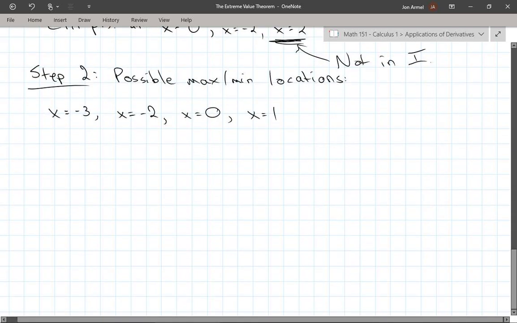so that's it. Those are the points we have to check. Now we just check them. So step 3, plug into f of x.